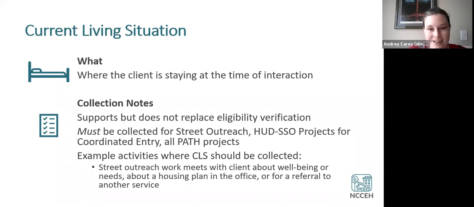Now, there's one tricky part of this, right, where it says at time of interaction. This is HUD's language. They are asking for current living situation to be collected at that interaction when, and they give examples, like when a street outreach worker meets with a client about their well-being or needs, maybe you meet at the office to talk about housing plans, or you connect about a referral to another service. So what we really want to do is collect this at those key interactions, and especially if it changes, right? That is really key.